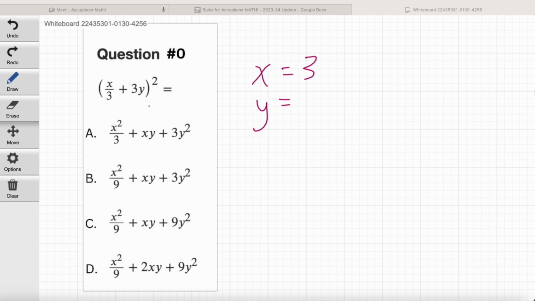Would we do a different one? We could. I'd keep it smaller. I think 1 would work here for y. Okay. You could maybe also plug in a 0, but again, this will help us differentiate the answer choices here by plugging in a 1.